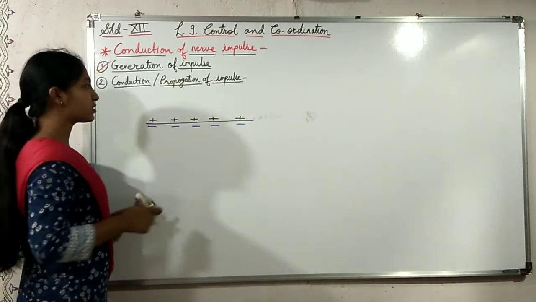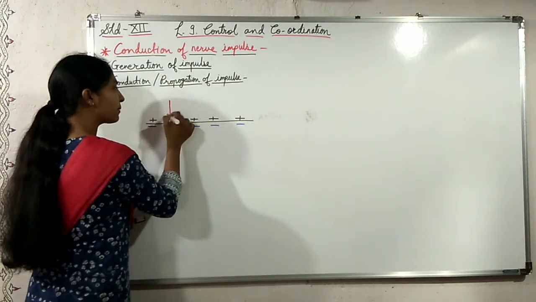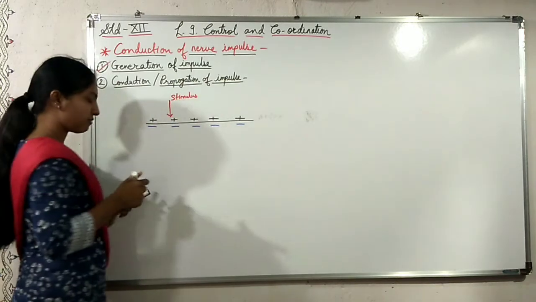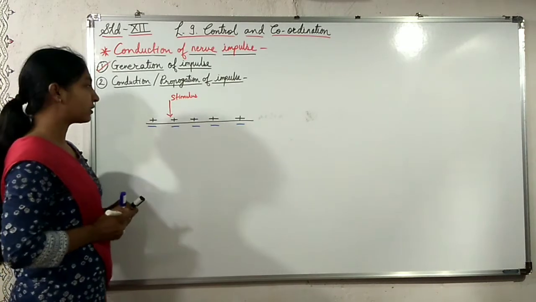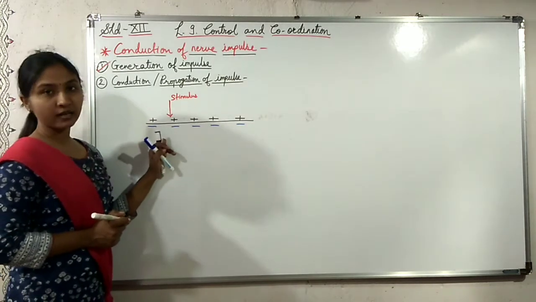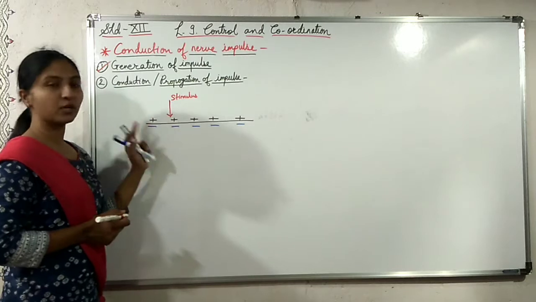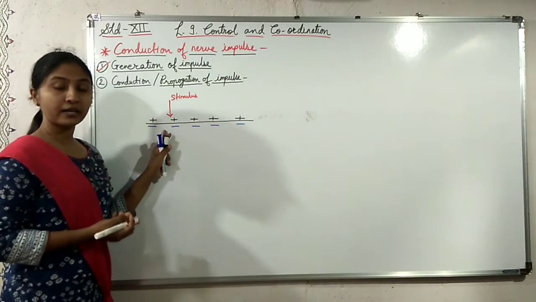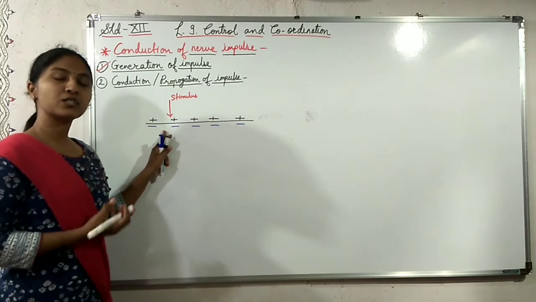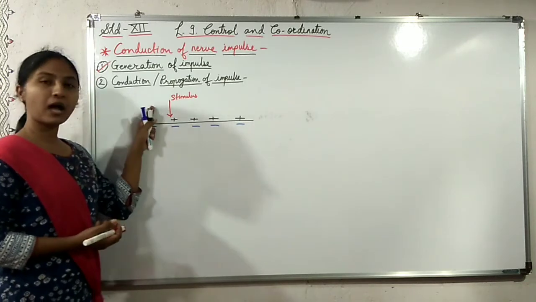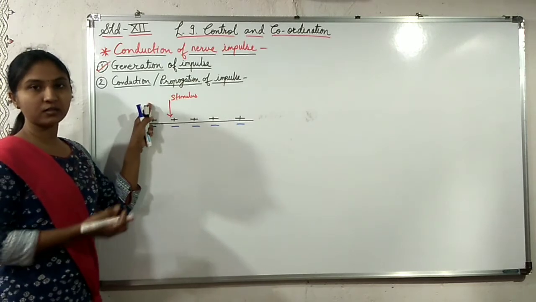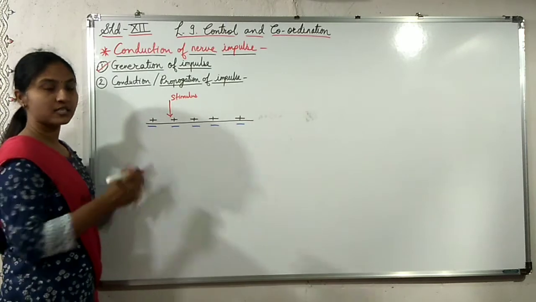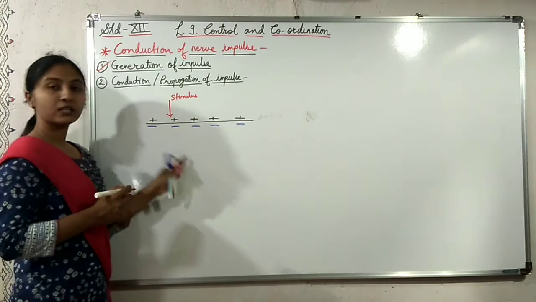Now here, if the stimulus is given to the nerve fiber, at that time we said that the sodium channel gates open because of the voltage of the stimulus. As the channel gates open, the sodium ions which are present outside the nervous membrane enter inside the membrane, or inside the neuroplasm.